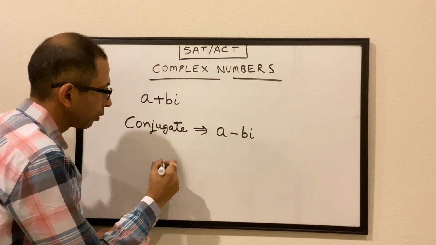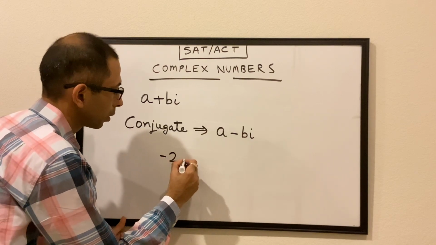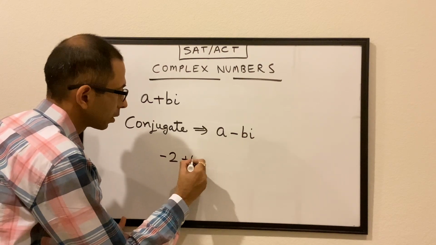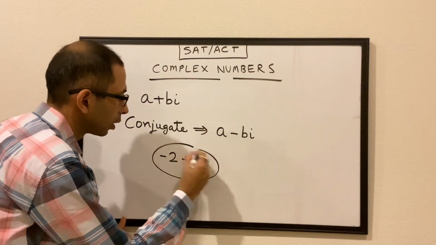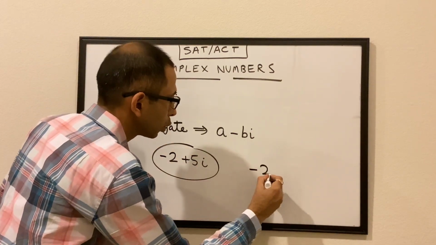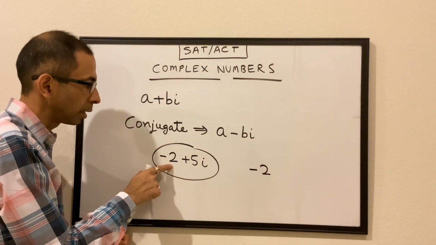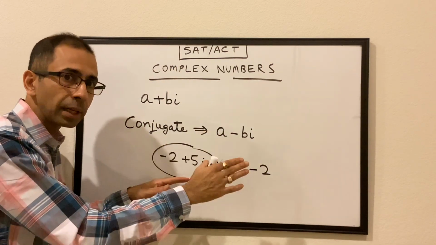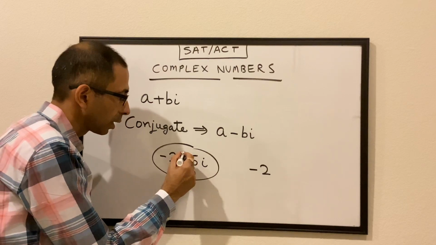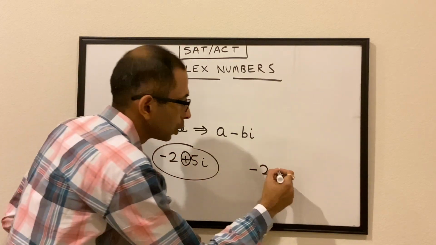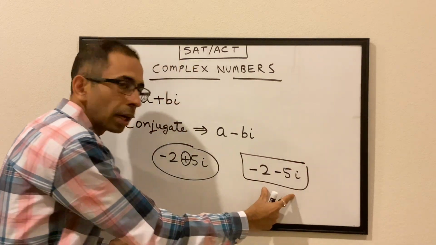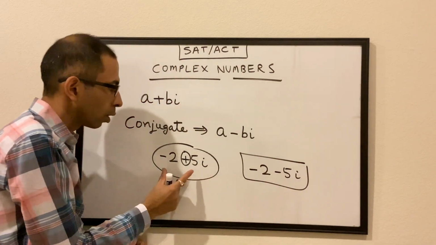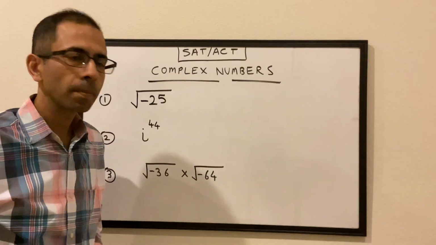So for example, if you have a complex number minus 2 plus 5i, right? So the conjugate of this one would be minus 2. We're not going to do anything to the sign of the real part. We'll just keep it as it is. We'll just change the sign of the imaginary part. So it will be minus 2 minus 5i. So minus 2 minus 5i is the conjugate of minus 2 plus 5i.